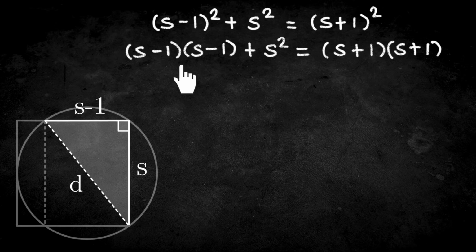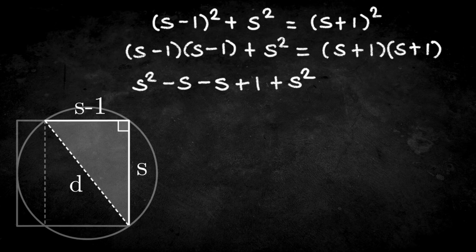Now we have to multiply using the FOIL method. s times s is s squared. s times negative 1 is negative s. Negative 1 times s is negative s. And negative 1 times negative 1 is 1. Repeat the FOIL method. s times s is s squared. s times 1 is s. 1 times s is s. And 1 times 1 is 1.